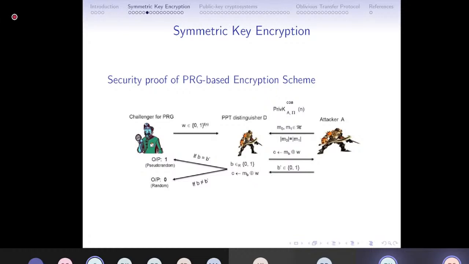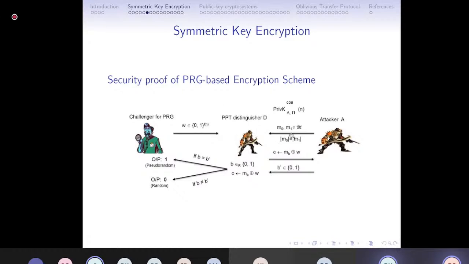random. To do that, we construct another challenger who generates a number W of its choice. It simply tosses a coin. If it gets tails, then it selects a random number from the uniform distribution. If it gets heads, then it takes the number from the pseudo-random generator and sends it to the PPT distinguisher.